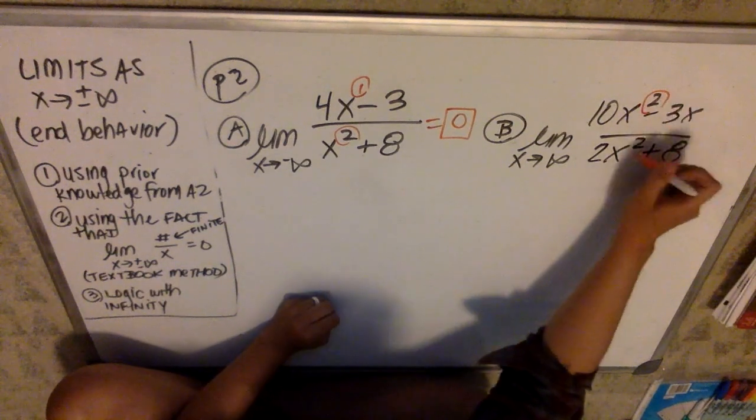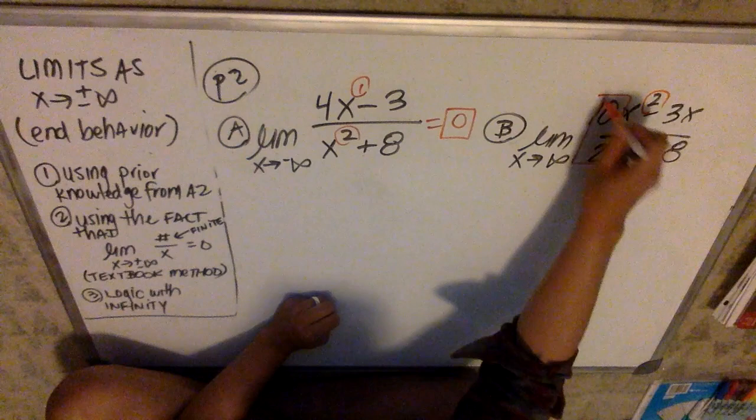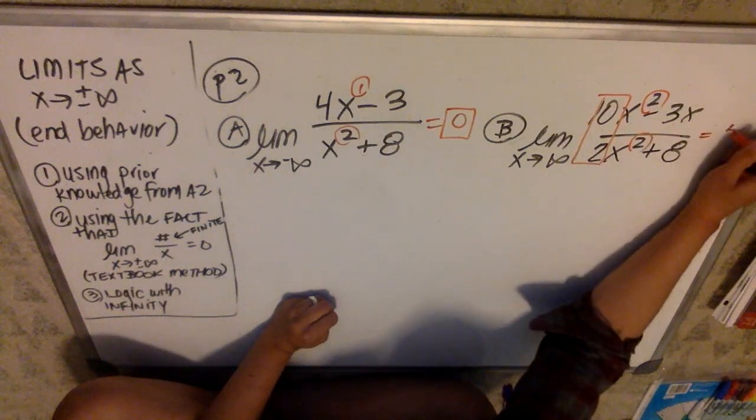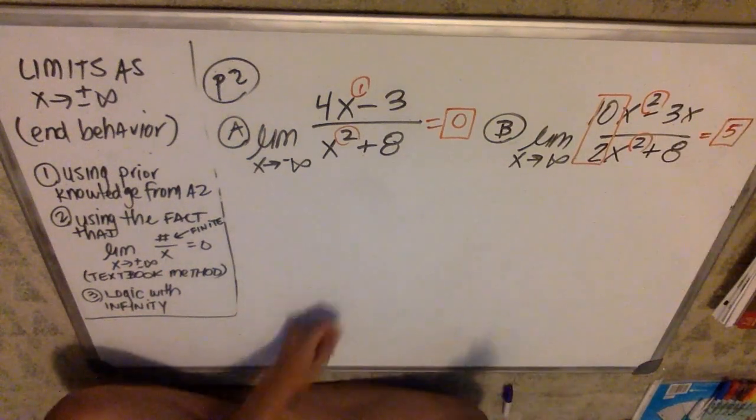Here, I see that the degrees are the same, so I know that it's a fraction of the leading coefficients. It would be 10 halves or 5, right? So 5 or 10 halves.